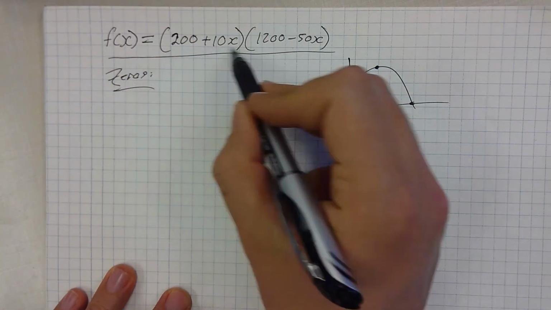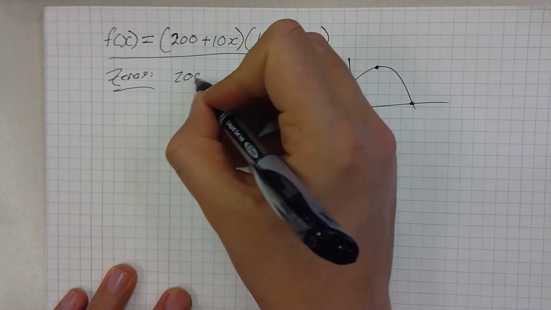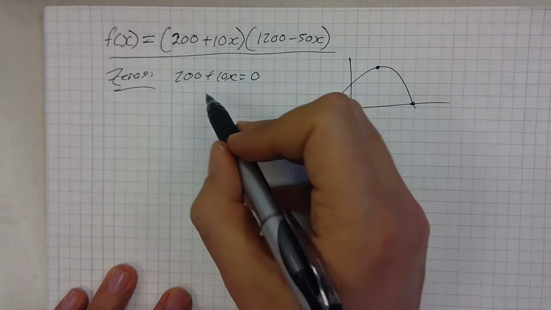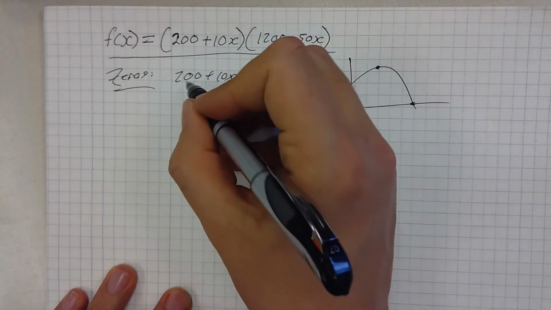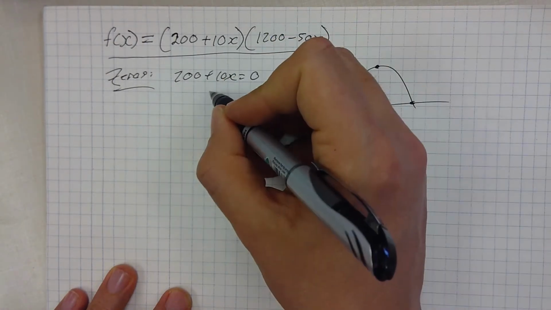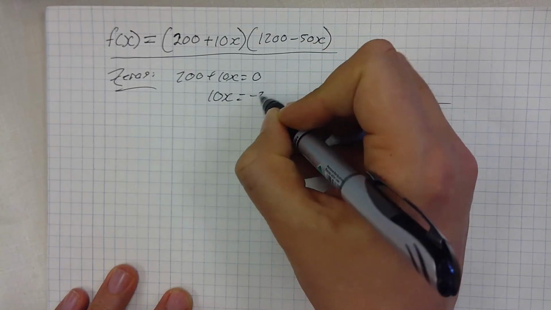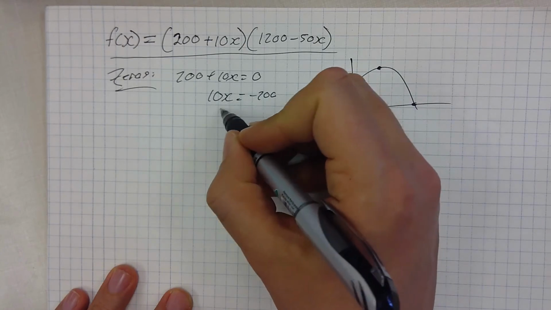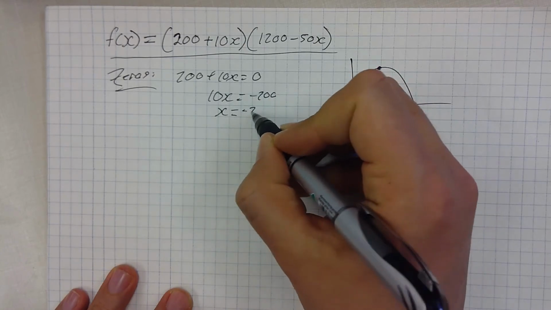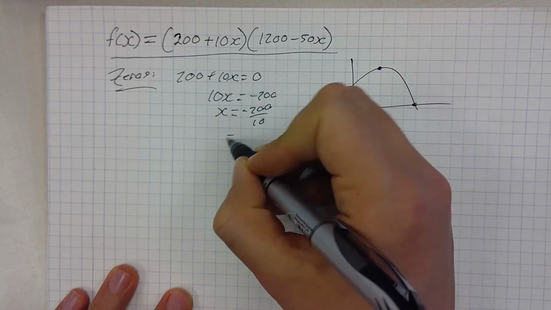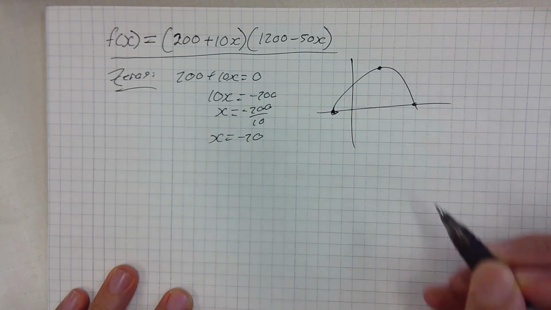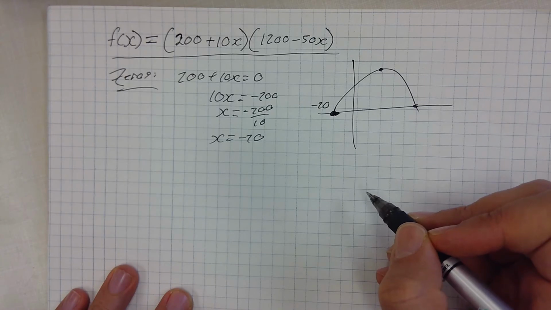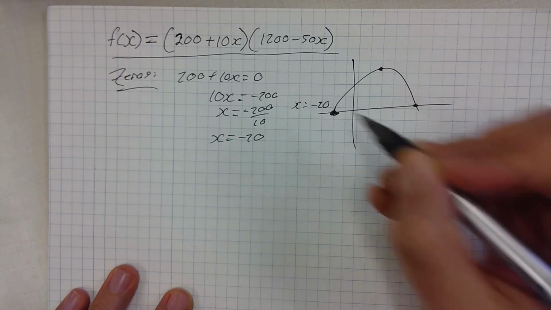The first zero is going to be when 200 plus 10x is equal to 0. I'm going to solve this equation. Move the 200 to the other side. Here it's positive, so when I move it over it becomes negative. So I see 10x is equal to negative 200. Then I divide both sides by 10, and I get x is equal to negative 200 over 10. That gives me negative 20 as my first zero. So over here, that's x is equal to negative 20.